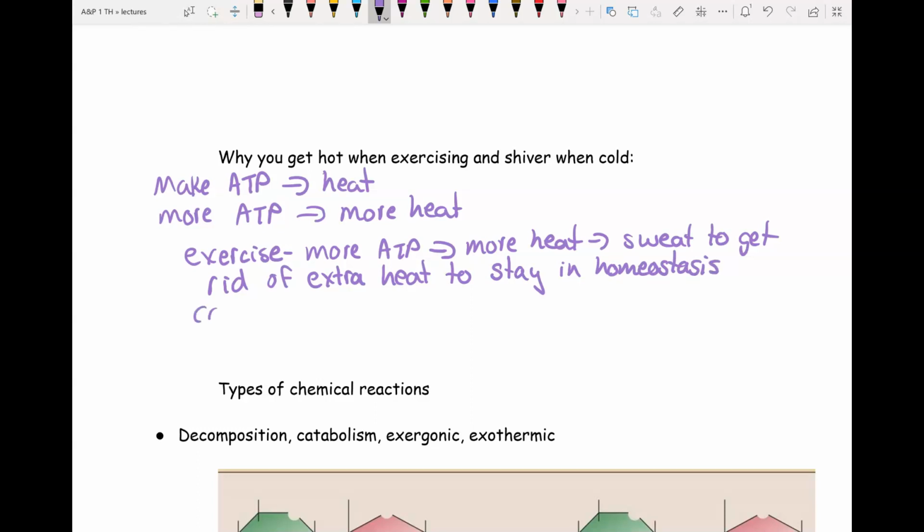Now, if you are cold, you will shiver. Shiver means your muscles are working. If they're shivering, they use more ATP. And if you use more ATP, you're going to make more heat. And this will warm your body up to homeostasis.